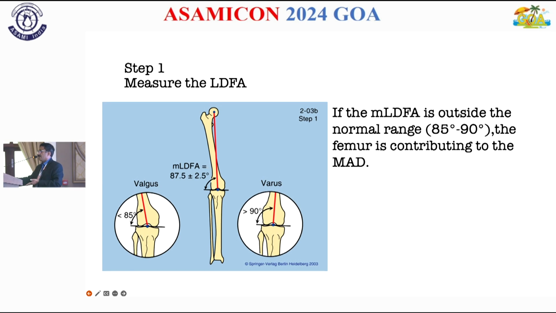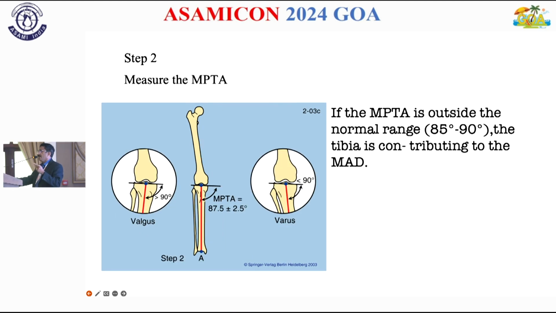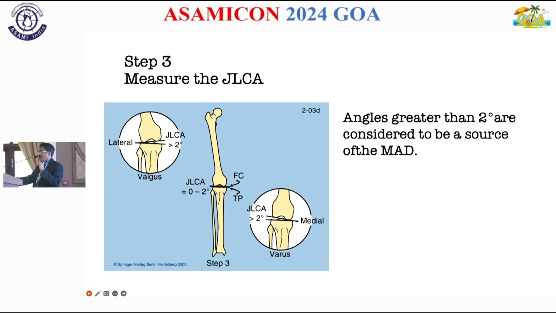Already told about these things. LDFA normal is 85 to 90. Similarly, you have the MPTA. MPTA is you have to draw from the knee joint to the ankle joint and a joint line. That angle is the MPTA, normal it is 85 to 90. And JLCA also you have to draw by drawing two joint lines.